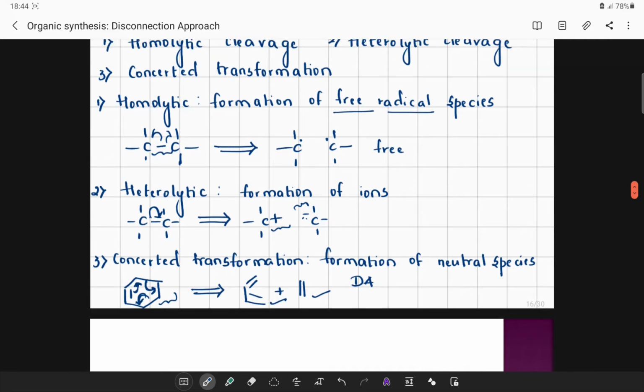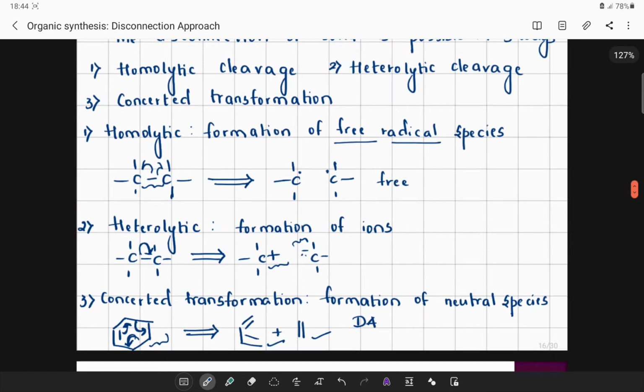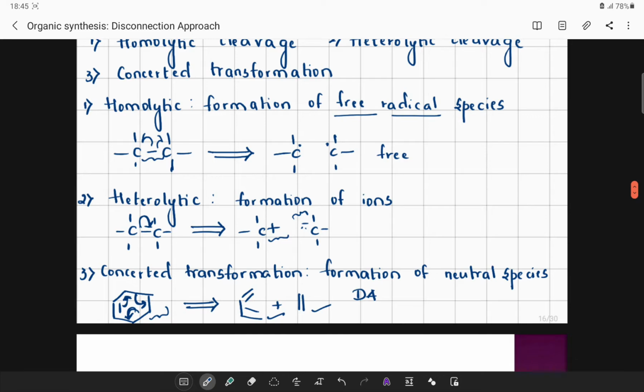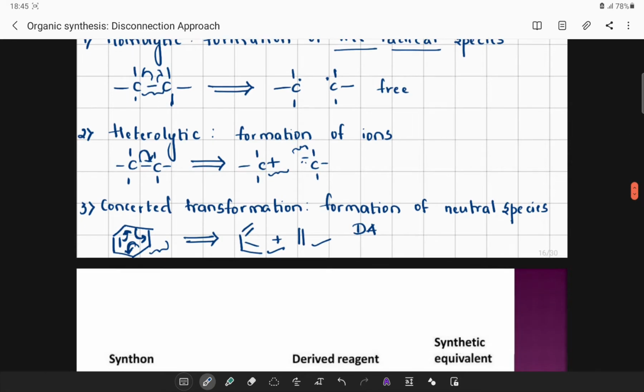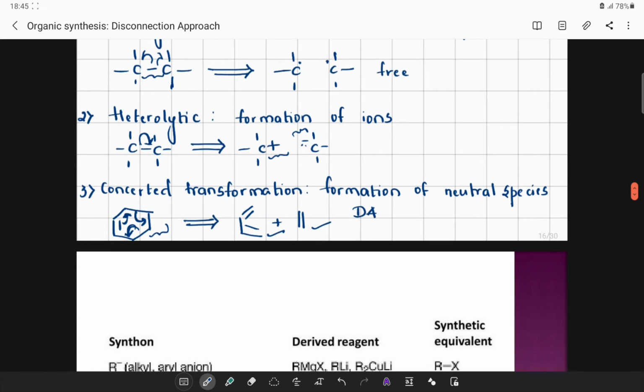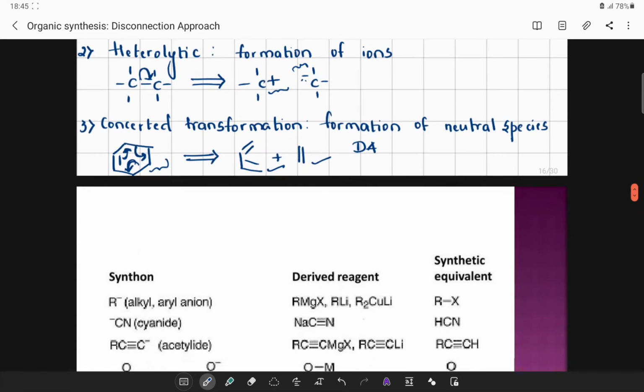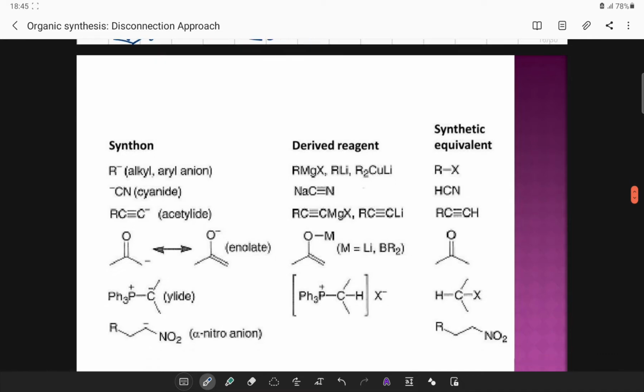So basically we can observe that there are three types of cleavages. One is homolytic cleavage, the other one is heterolytic cleavage, and third is concerted transformation. If I see homolytic cleavage, I should be able to get free radical species. Heterolytic, then we will be getting formation of ions, and concerted transformation is going to give me neutral species.